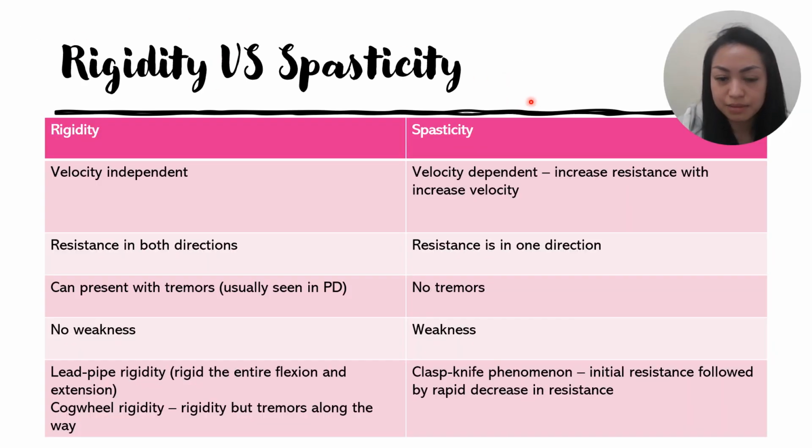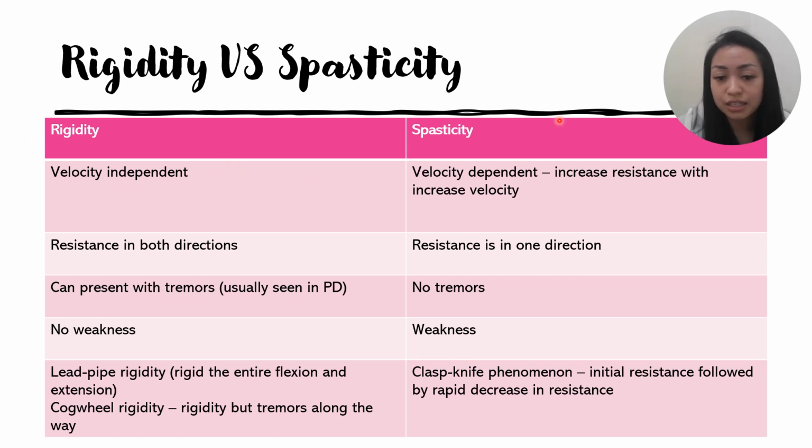Okay, I added this slide here because I think it's very important to know the difference between rigidity and spasticity. Spasticity, like for instance, we talked about spastic paralysis in upper motor neuron lesions, right? We need to differentiate spasticity from rigidity. Spasticity is velocity dependent, so the resistance is going to increase with velocity, whereas rigidity is velocity independent. The resistance stays throughout, doesn't matter if you increase the velocity.